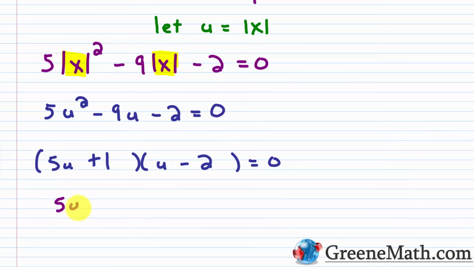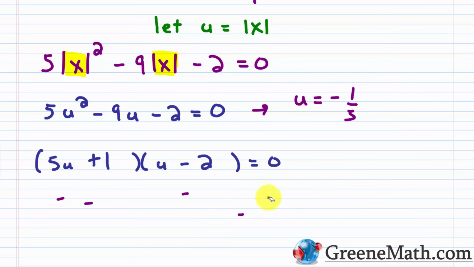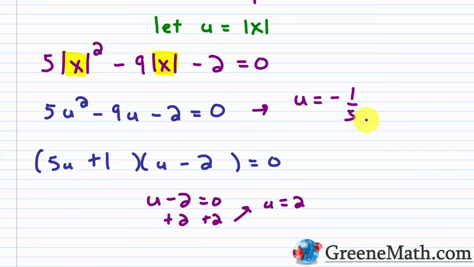So I would set 5u plus 1 equal to 0. Subtract 1 away from each side of the equation. You get 5u is equal to negative 1. We're going to divide both sides by 5. And we're going to get that u is equal to negative 1/5. Okay, so let me write that over here. U is equal to negative 1/5. Okay, so let me erase this. I don't need that anymore. The other guy is really easy. You can solve that mentally. You have u minus 2 equals 0. Add 2 to both sides of the equation, and we get u is equal to 2. Okay, so let's put a 2 there.